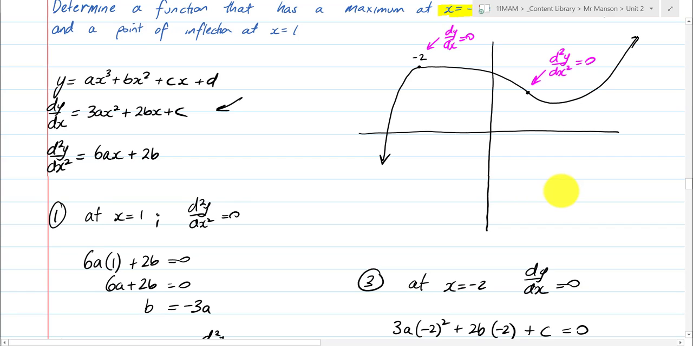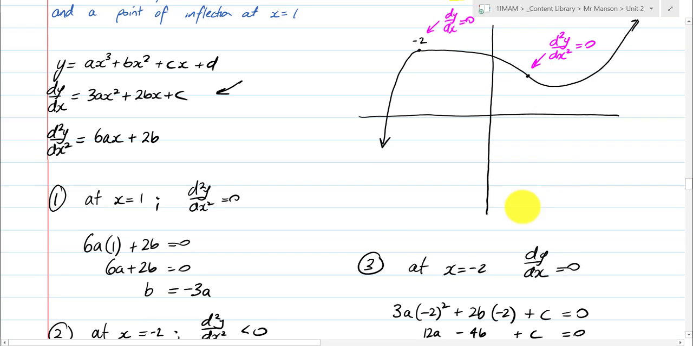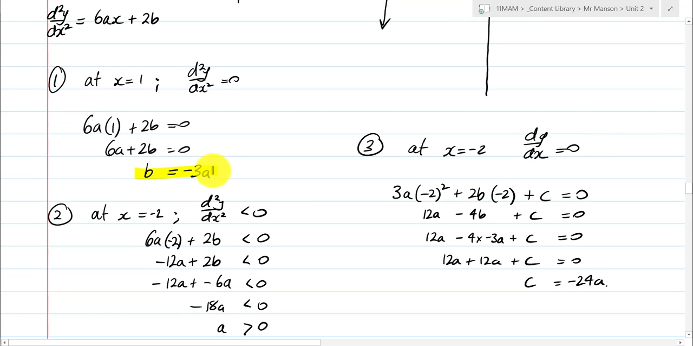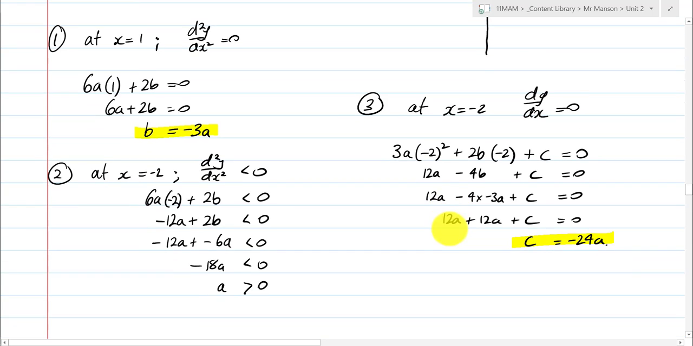So I'm going to let d be anything. And I've also got this. I know what b is in terms of a. I know what c is in terms of a. I know that a has to be some number greater than 0. Who would like to pick a number for me?